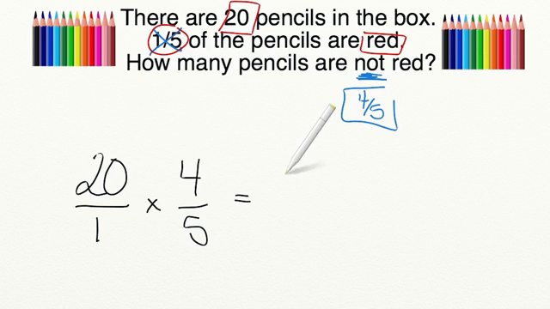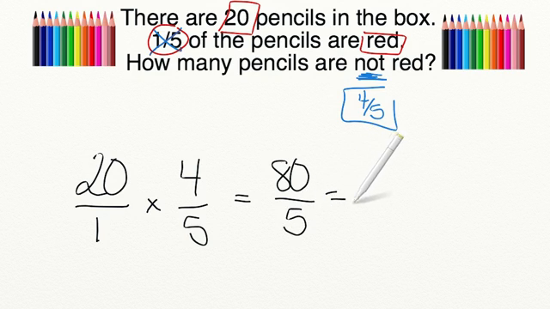20 times 4 equals 80. 1 times 5 equals 5. 80/5? What is 80/5? Well, we need to go ahead and simplify this problem. To simplify, we're going to divide our numerator and our denominator by the same number. We're going to divide them both by 5.